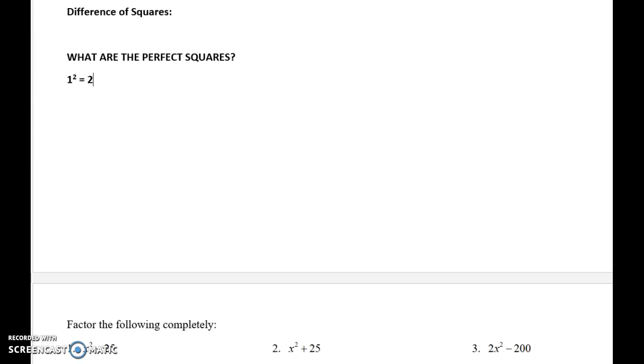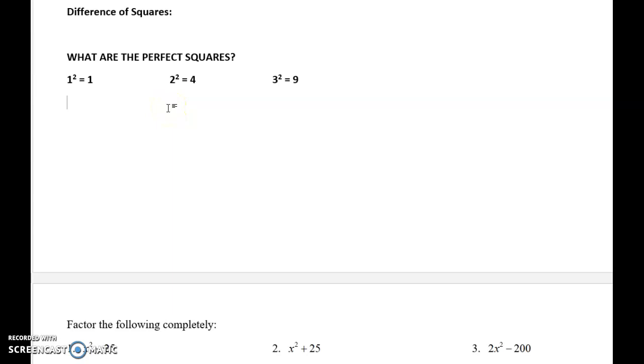So 1 times 1 is 1. Oops, I typed the wrong button. 1 times 1 is 1. That makes 1 a perfect square number. We can also have 2 squared. Well, 2 times 2 equals 4, so 4 is a perfect square number. We can do that for any number. 3 squared, 3 times 3 equals 9, so 9 is a perfect square number. So if you're not familiar with your perfect square numbers, that's something that might help you with this video.